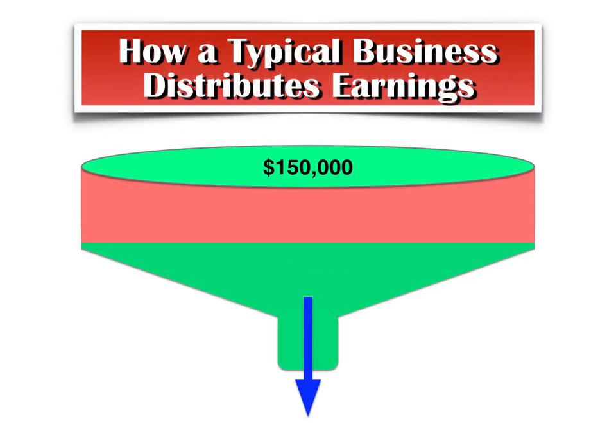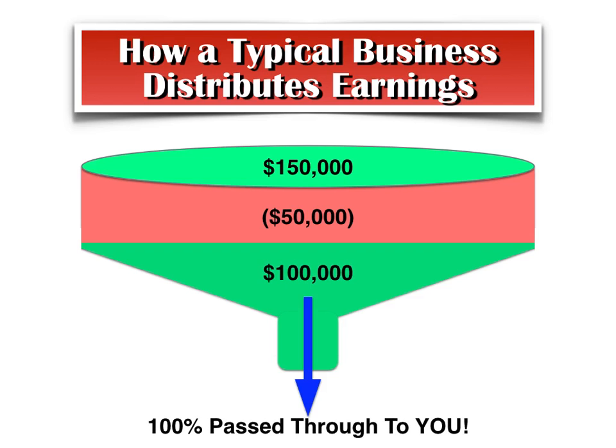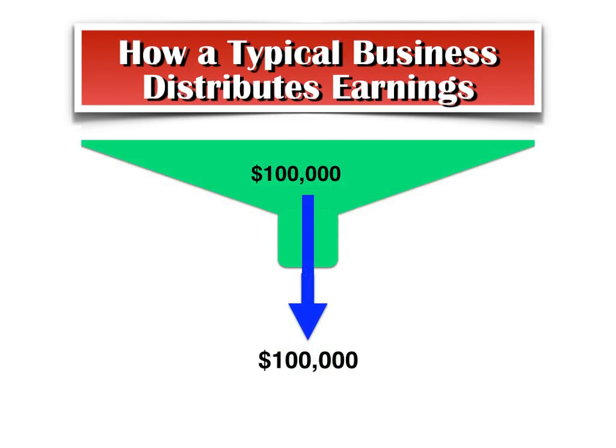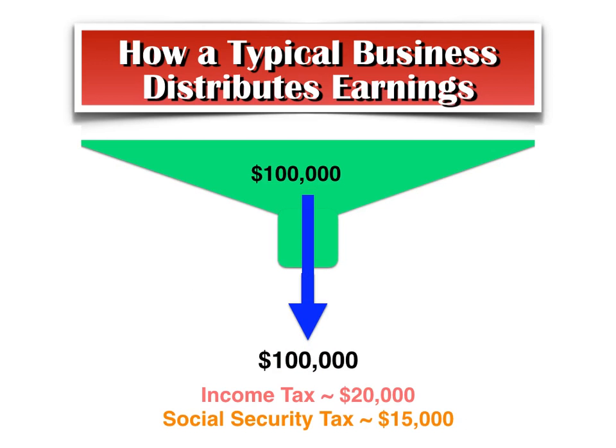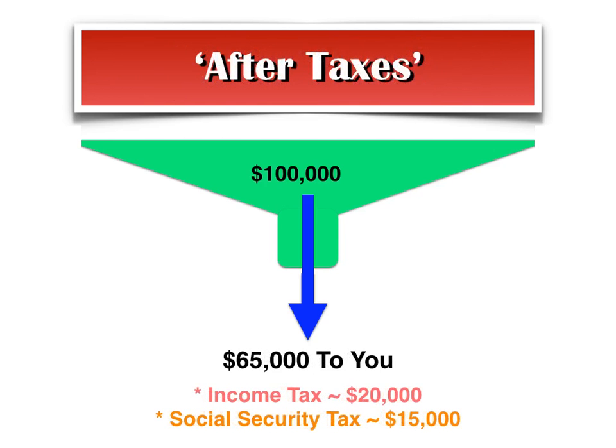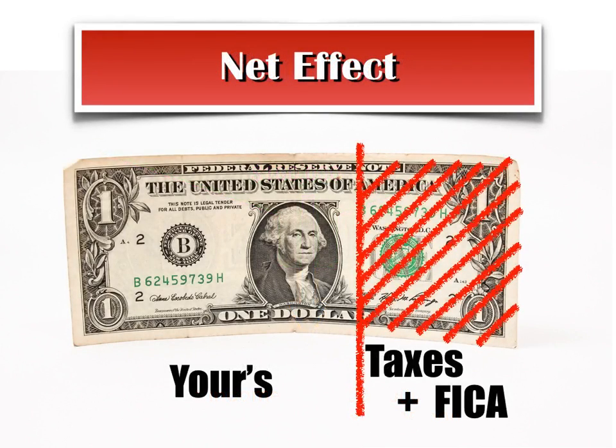Now, here's an example. Let's say a company earns $150,000 in gross revenues, but it incurs $50,000 in expenses to operate, leaving it with $100,000 to distribute, and that would normally be passed through directly to you, the owner. Now, that $100,000 is taxable for income tax purposes. It is also taxable for Social Security tax purposes, which means that of that $100,000, you end up with only $65,000 to spend as you wish. In effect, your share and the government share looks a lot like this. You don't get all of it.